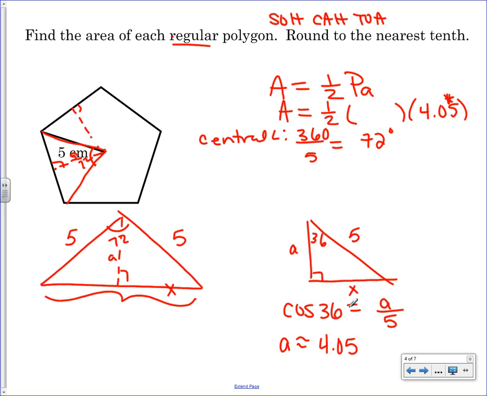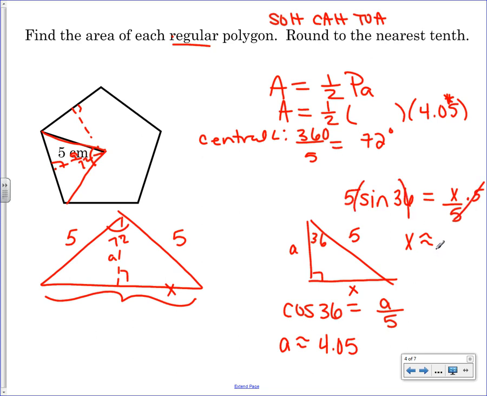What am I going to use? Sine, cosine, or tangent for that? We've got opposite and hypotenuse from the 36. So sine of 36 equals x over 5. Do you guys need me to go back over that? Are you okay? Okay. How do I solve for x? Multiply by 5 on both sides?